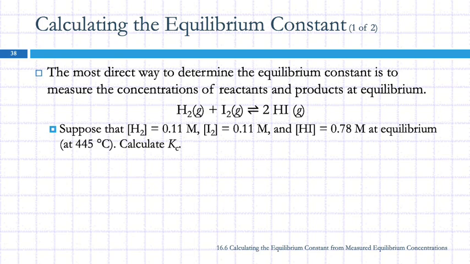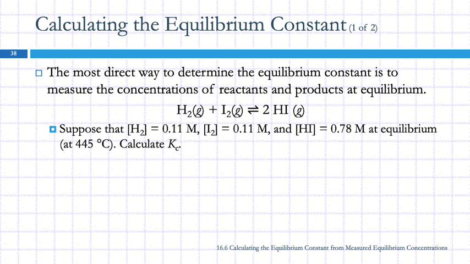So here we have H2 plus I2 gives us 2 HI, and suppose that at equilibrium, the concentration of H2 is 0.11 molar, the concentration of I2 is 0.11 molar, and the concentration of HI is 0.78 molar at equilibrium. They're telling us that the temperature is 445 degrees Celsius. Do we need to know the temperature? No, we don't. Calculate Kc.